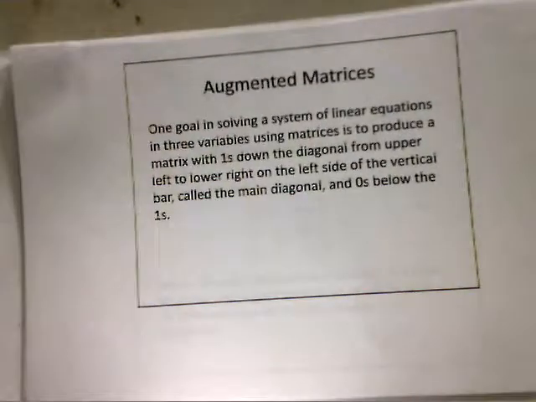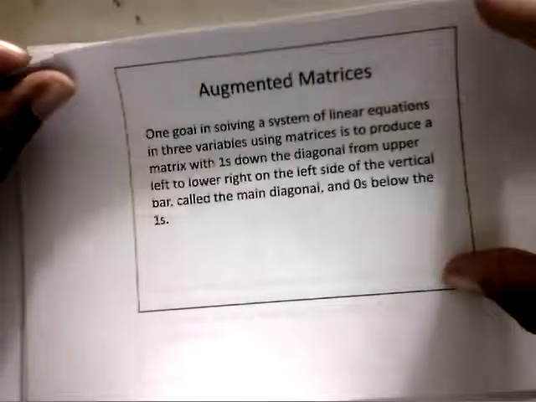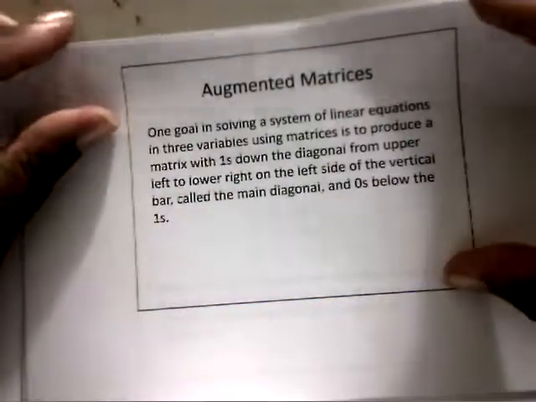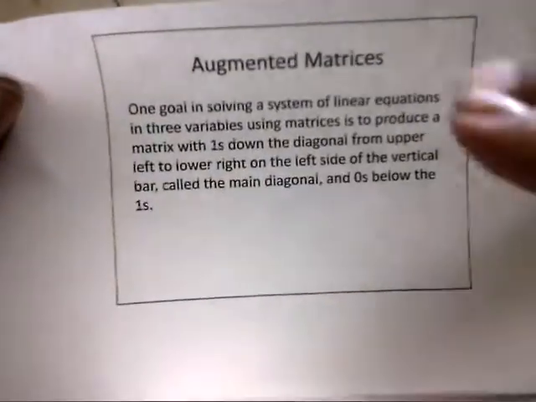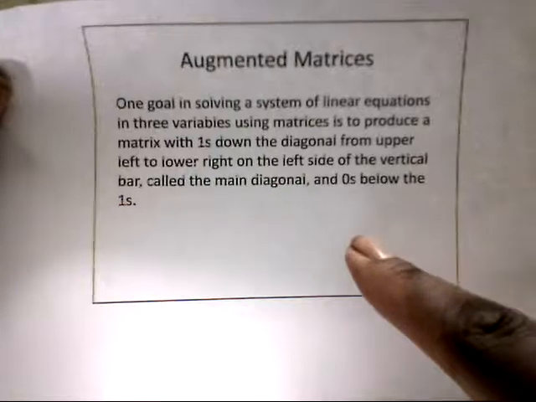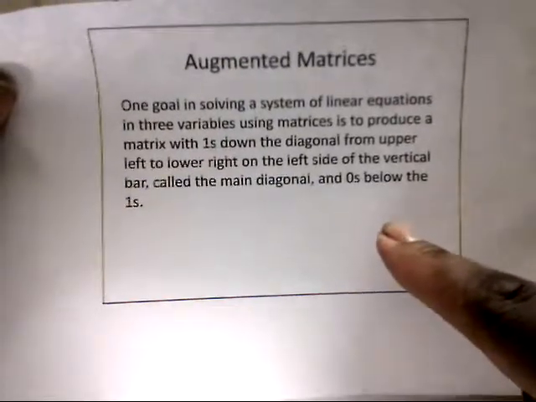Let's talk more about these augmented matrices here, because with an augmented matrix, our goal here is to produce a matrix with ones down the diagonal from the upper left to the lower right on the left side of the vertical bar, which is called the main diagonal, and we want zeros below the ones. Okay, because we're going to be solving a system of equations by using what they call an augmented matrix here.